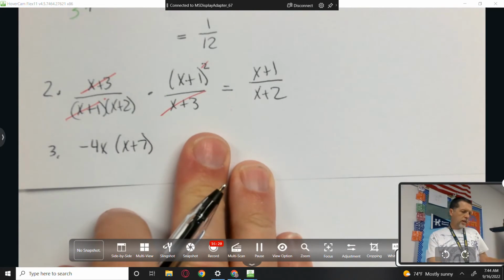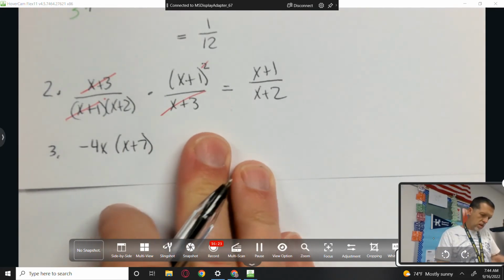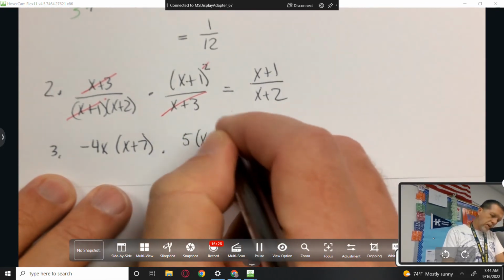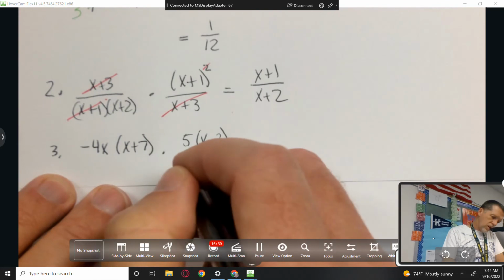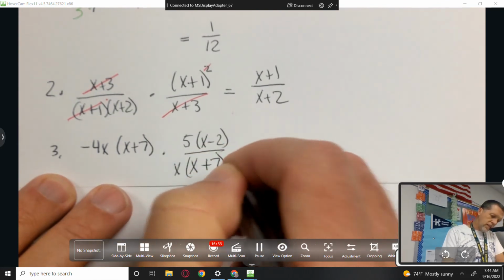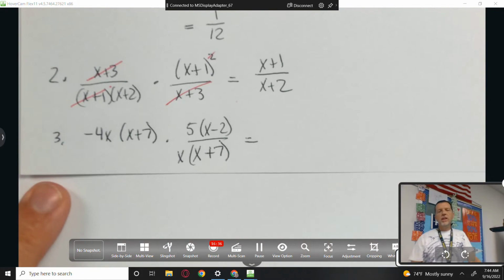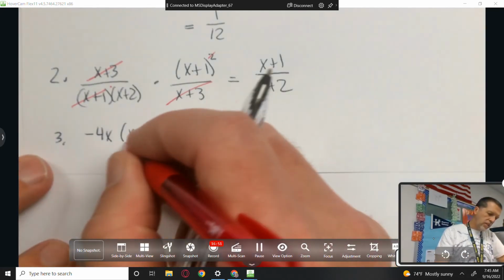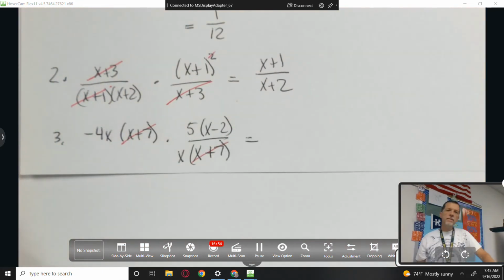Negative 4x times x plus 7 times 5 times x minus 2 over x times x plus 7. Okay, anything you see we can cancel out there? The x plus 7s, definitely. Good, the negative 4x and the x.